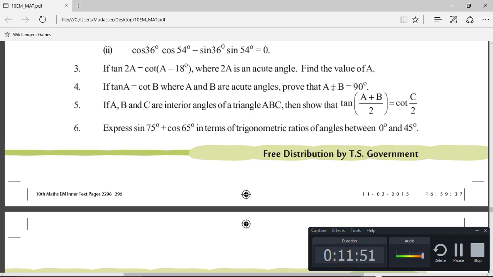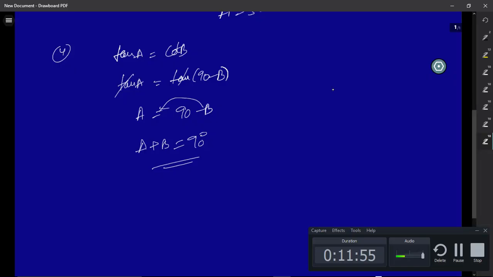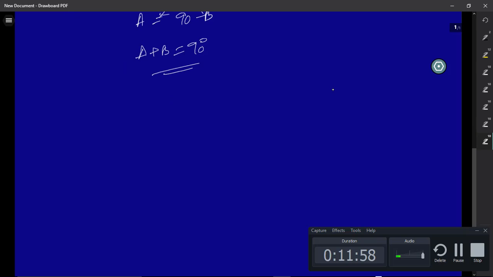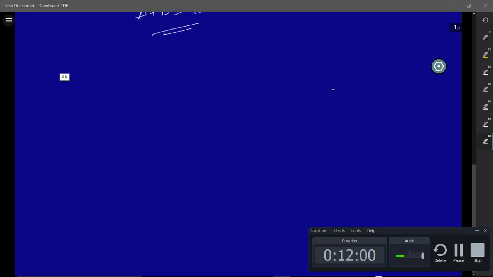Fifth one: if A, B, C are interior angles of a triangle, then show that tan of (A plus B) by 2 is equal to cot C by 2. This is pretty simple. We'll do it this way. What is the question number here? Fifth one.